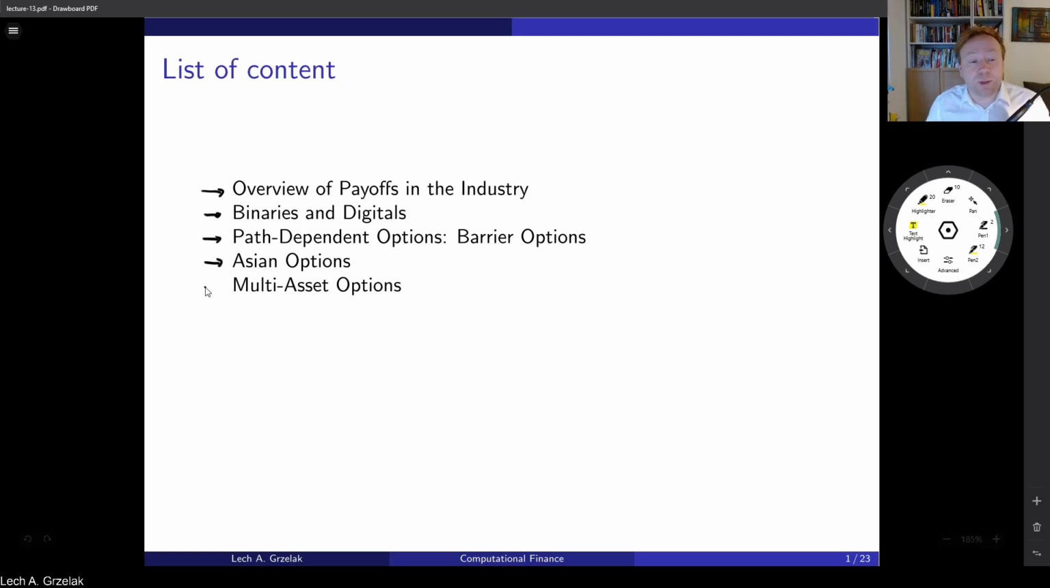And the final step of today's lecture is multi-asset options. I will tell you something about possible extensions of the models we have discussed, and what are the problems you have if you have baskets consisting of multiple assets. So we talk even about hundreds of different stocks in the same basket, and how to handle that, what are the problems, and why those are important in the industry.